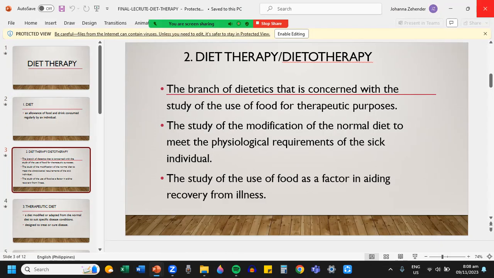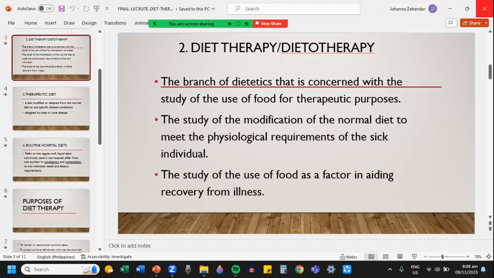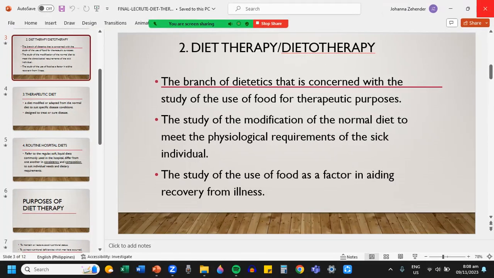Okay, so diet therapy, or another word for this is dietotherapy. This is a branch of dietetics that is concerned with the study of the use of food for therapeutic purposes. This is also the study of the modification of the normal diet to meet the physiologic requirements of the sick individual. Another definition is the study of the use of food as a factor in aiding recovery from illness. And that is why we will be discussing the different hospital diets as well.